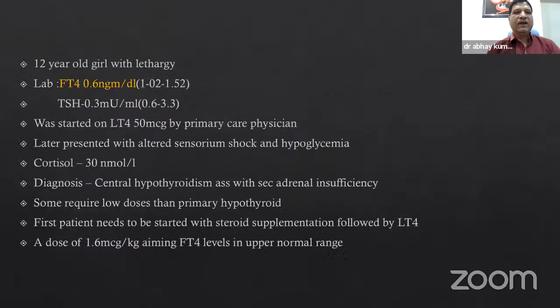Another case, a 12-year-old girl with thelarche, T3 and T4 high, TSH low. She was started on levothyroxine 50 by primary physicians, and later presented with altered sensorium, shock and hypoglycemia. Cortisol was 30 nanograms per liter. So the diagnosis now is that FT4 is low, TSH is borderline normal or borderline low, with low cortisol. So this is central hypothyroidism with secondary adrenal insufficiency.